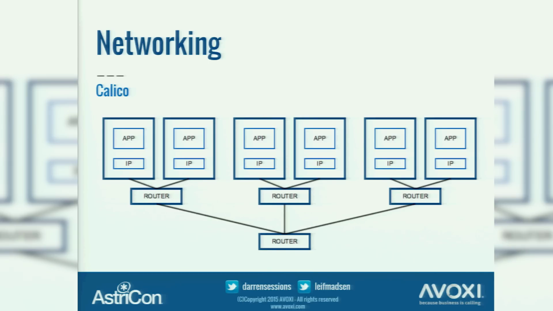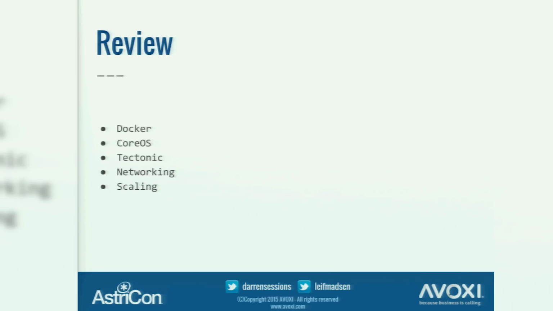Calico is particularly suitable for large deployments on bare metal or in private clouds, where the performance and complexity costs of overlay networks can become very significant. And it can also be used in public clouds like AWS, GCE, DigitalOcean, and Rackspace, just to name a few.